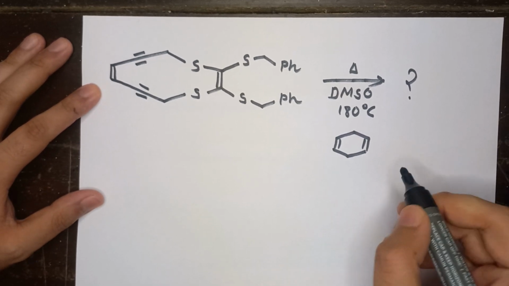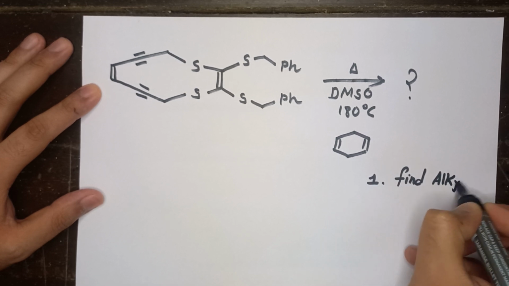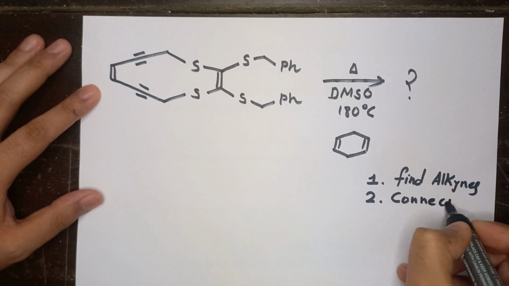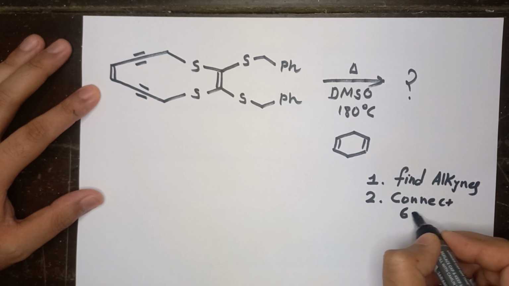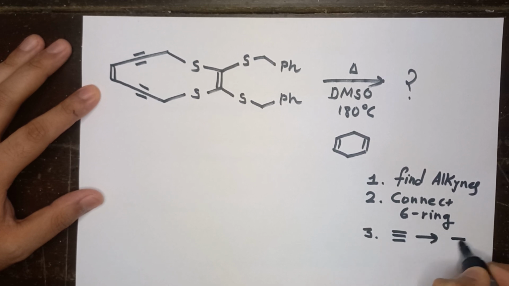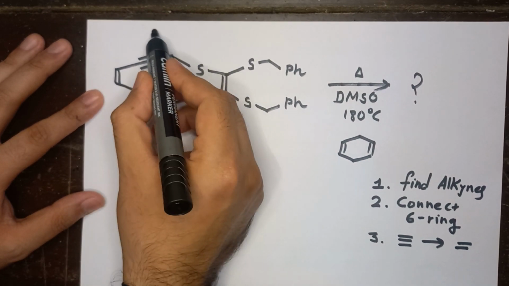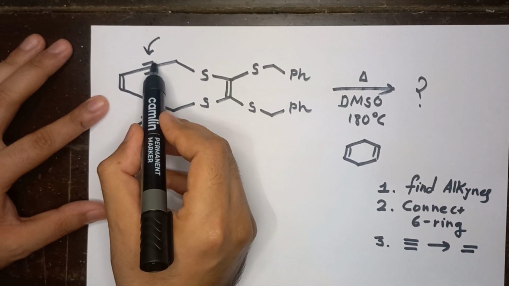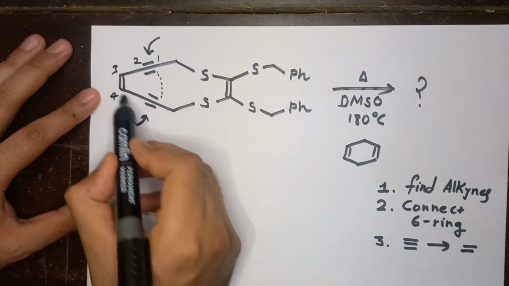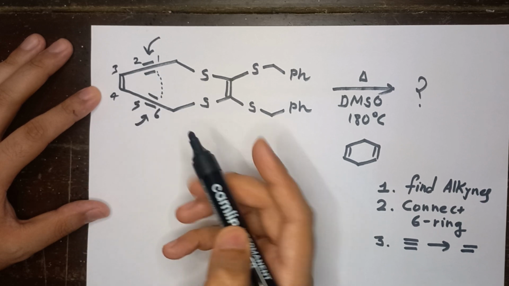The first step, we have three steps. The first step, find alkynes. Second, connect terminal part to form a 6-membered ring. And the third thing, convert your alkyne into an alkene. That's all you have to do. So this is my alkyne and this is my alkyne, correct? If I connect them from here, it will give me a 6-membered ring: 1, 2, 3, 4, 5 and 6. And I need to convert this triple bond into a double bond and the product will be here.